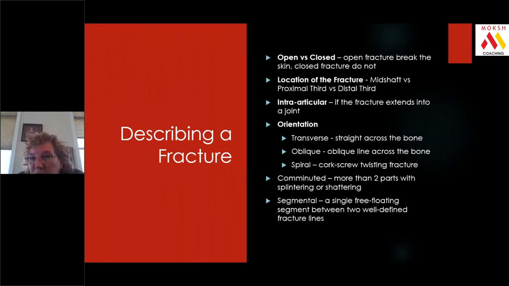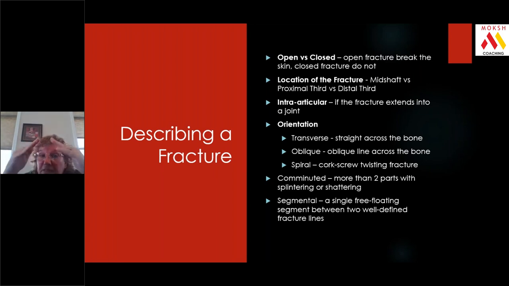So open versus closed. You will see that some people still use open fractures. The other word that they will use, they can call them complicated, or there's another old term that they used to use. We use now open versus closed. And that means that if the skin is broken, you've got an open fracture. Closed fractures, you have no continuity between the outside world and the inside world.